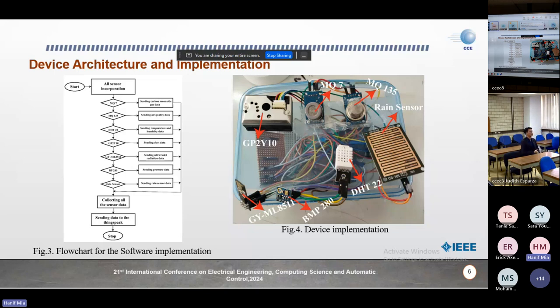Data is transmitted to the IoT platform ThingSpeak using an Arduino Uno with an integrated analog-to-digital converter. This data is periodically sent to the IoT cloud by Wi-Fi, allowing users to access and monitor real-time weather data on ThingSpeak.